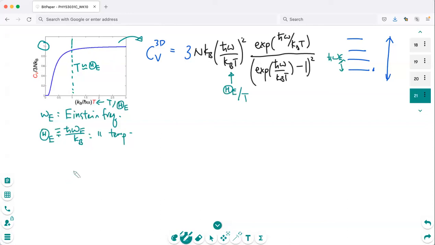Now this region is called the classical region. The saturation part is called the classical region, and there's a name for this: the classical Dulong-Petit law. Now, what is the Dulong-Petit law? This is an observation due to these two scientists. They found something like this. I will write it for you. So, Dulong and Petit.